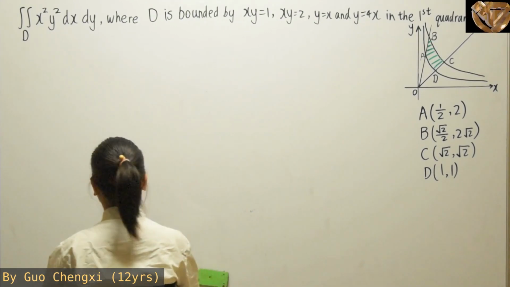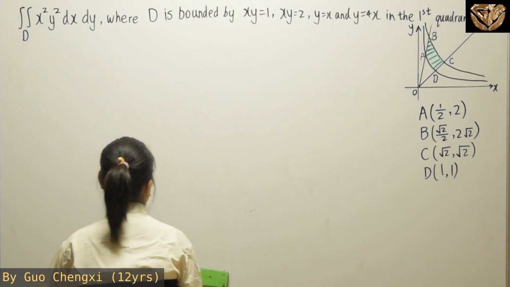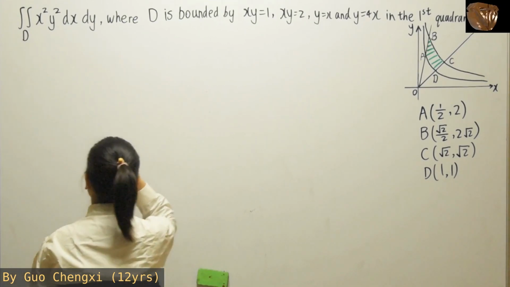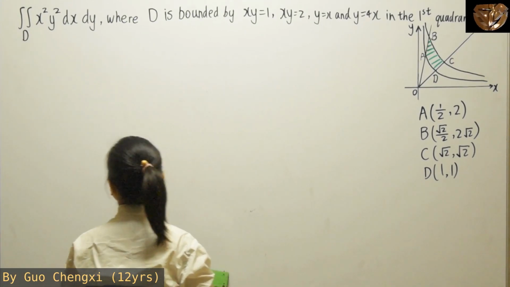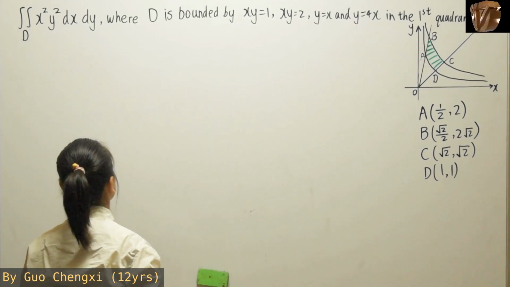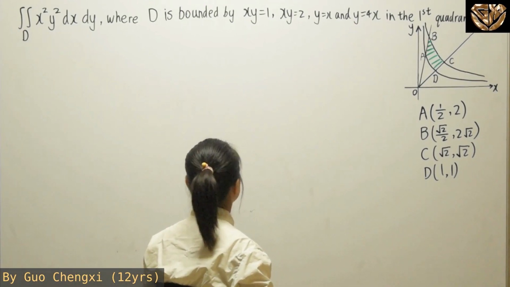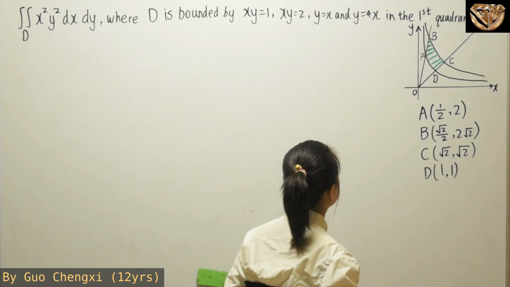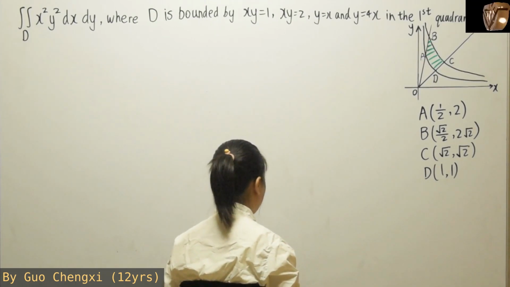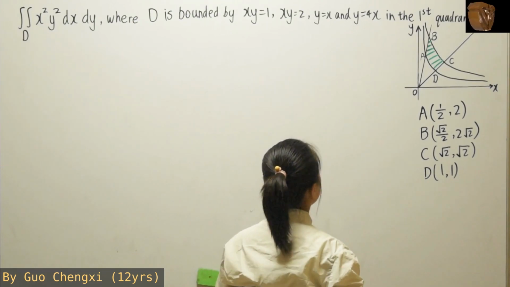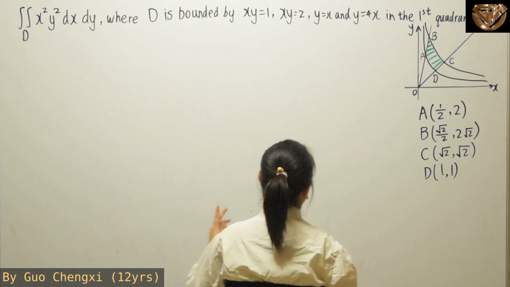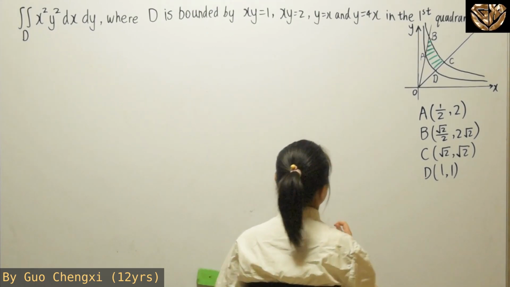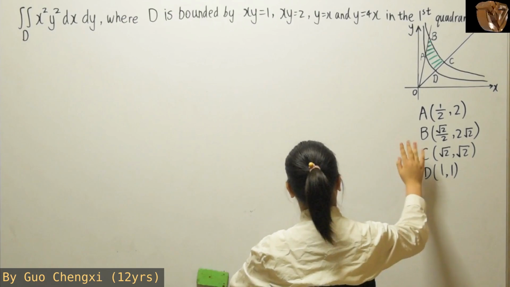For this lesson, we'll be continuing with the example from the previous lesson, which is the double integral of x squared y squared dx dy, where the capital D is bounded by xy equals 1, xy equals 2, y equals x, and y equals 4x in the first quadrant. Supposedly you have the first and the third quadrant, but over here we only need the first quadrant, so we only have the top right part.